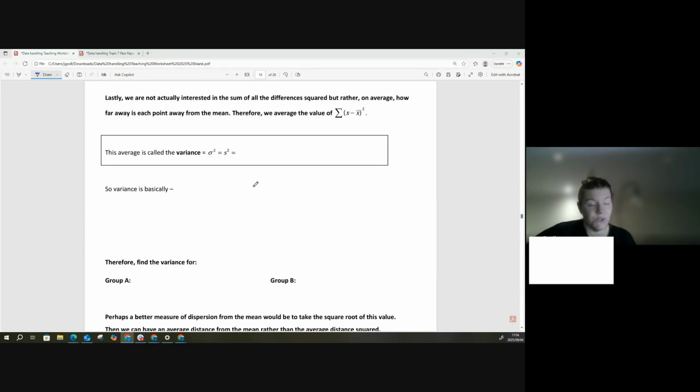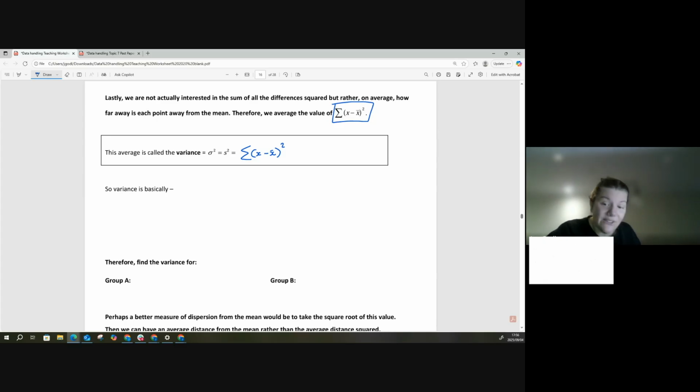So this is what we were just talking about now. The average is called the variance. That's what we were working out, and that is the difference away from the mean, the way that we worked it out over here. So this is the symbol for that. It's the sum of our values minus the mean all squared. That's what our variance is.